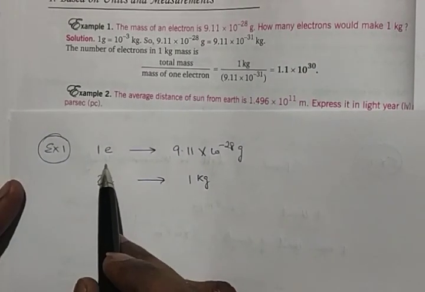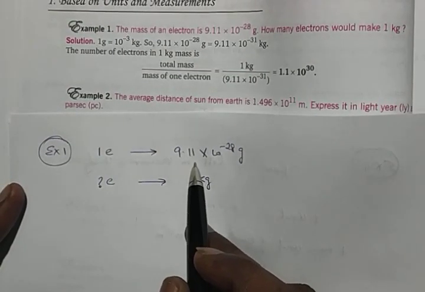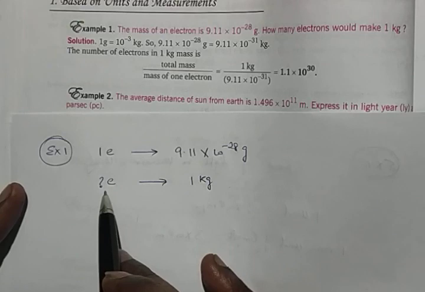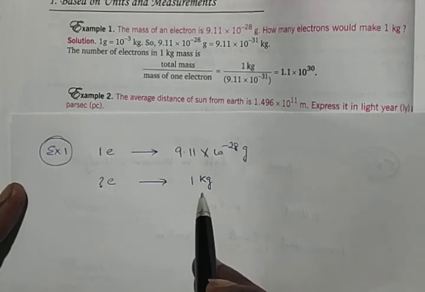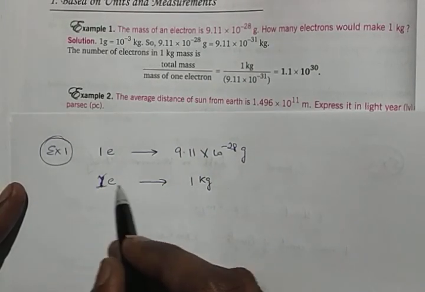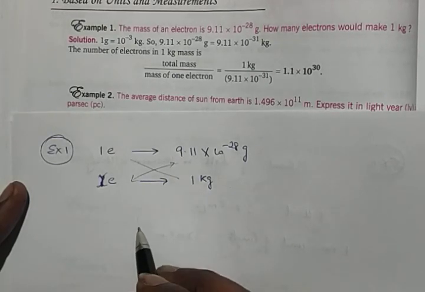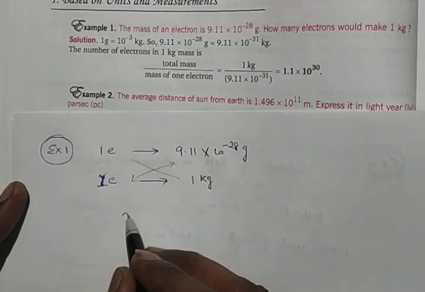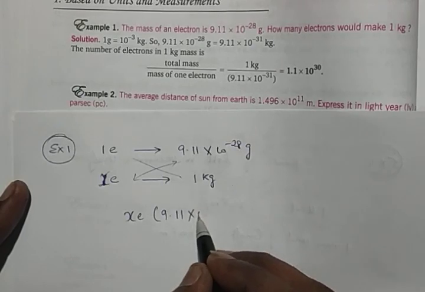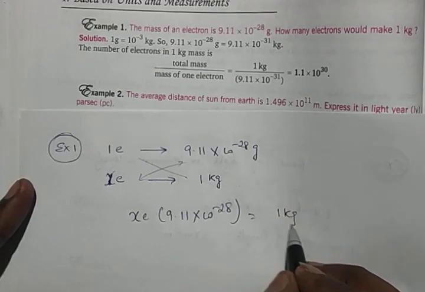So it says one electron has 9.11 into 10 to the power of minus 28 grams. This is the weight of one electron. How many electrons should be there which will weigh 1 kilogram? So it's pretty simple here. If you put x electrons here, you can just cross multiply, the unitary method, and you will get that answer here. So x number of electrons multiplied by 9.11 into 10 to the power of minus 28 is equal to 1 kg.